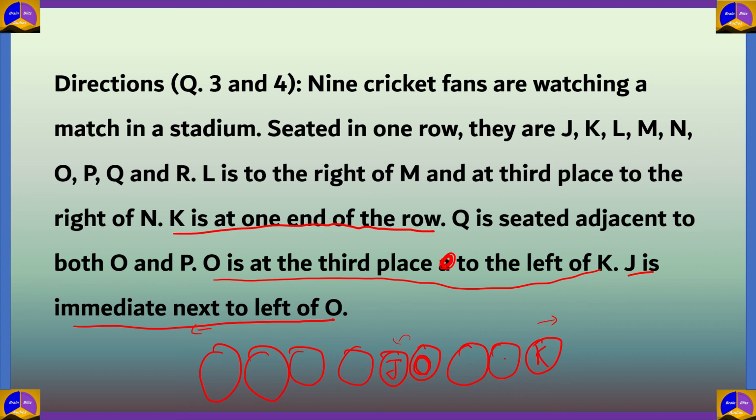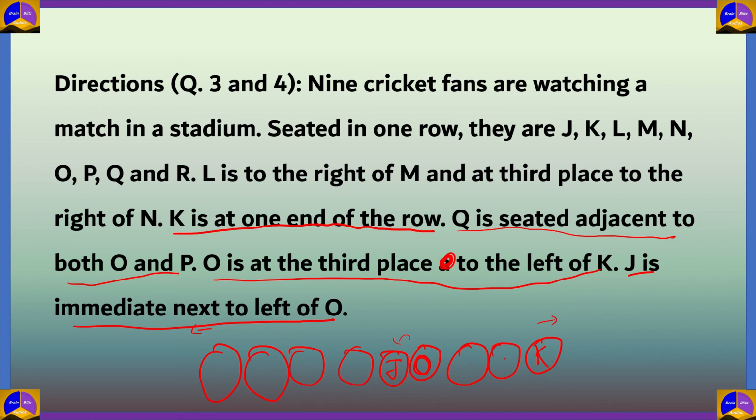Then Q is seated adjacent to both O and P. Now seating adjacent means that if Q is seated adjacent to O, it means that Q is the immediate neighbor of O. It is also the immediate neighbor of P. So that means that Q is between O and P. If it was not, it would only be the immediate neighbor of one of these or none of these.